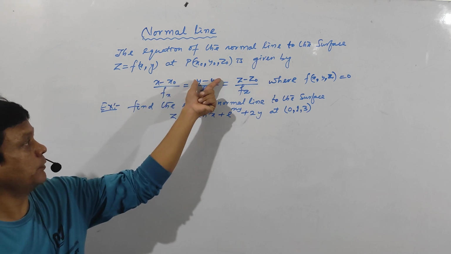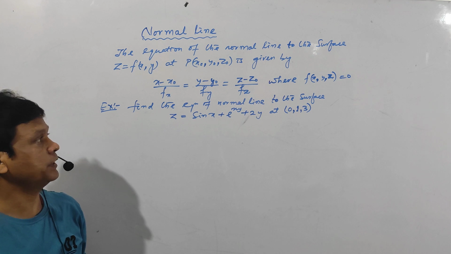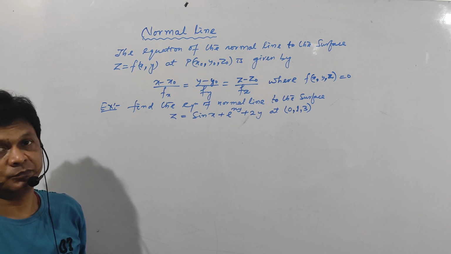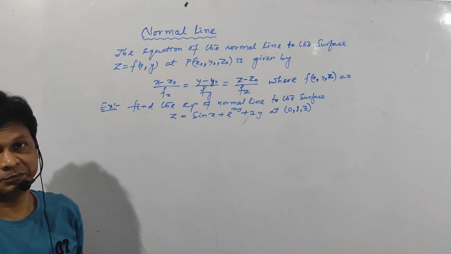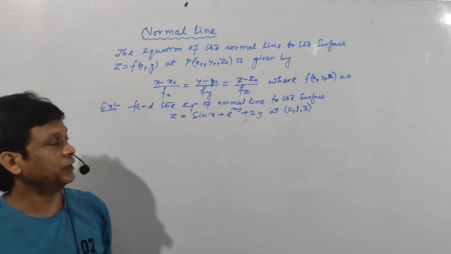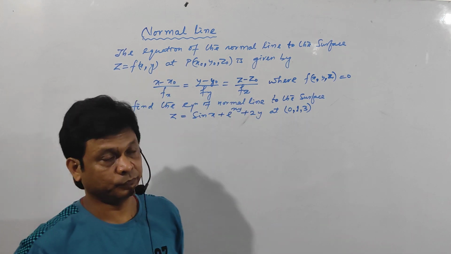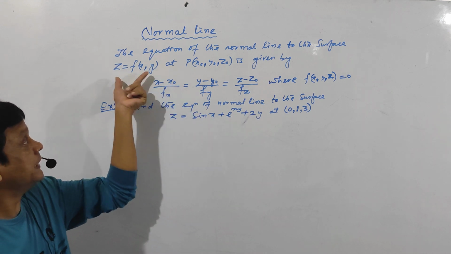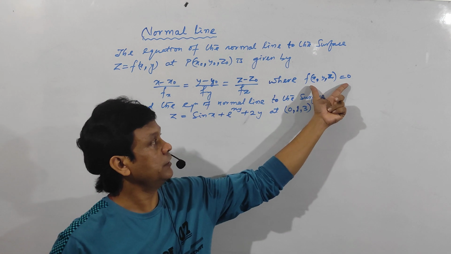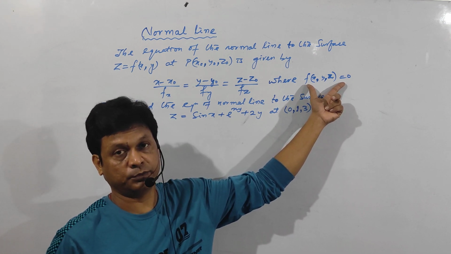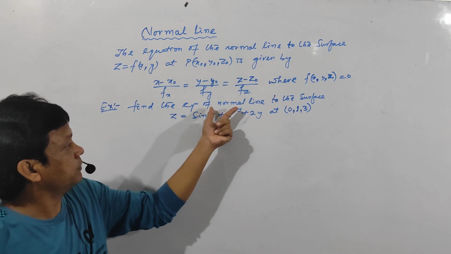Here x minus x0, y minus y0, z minus z0, fx, fy, fz. In place of a, b, c, I have written fx, fy, fz. Actually, fx, fy, fz are the slopes, the geometrical concept. Here z equal to f of x, y, and you should take everything to one side. That means you should write the equation in this form, f of x, y, z is equal to 0. Clear?